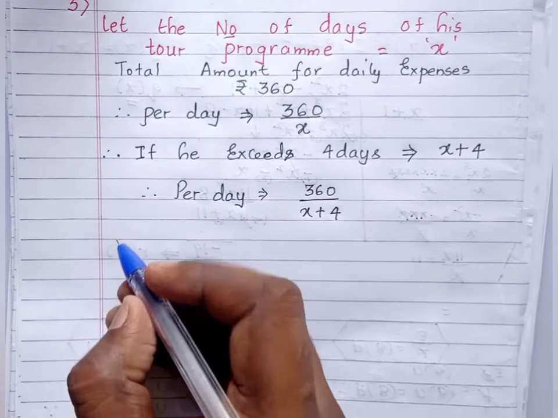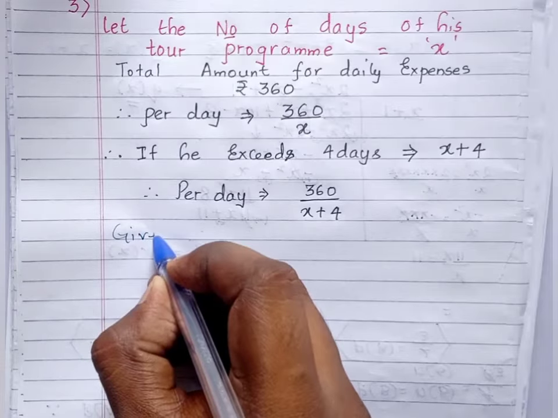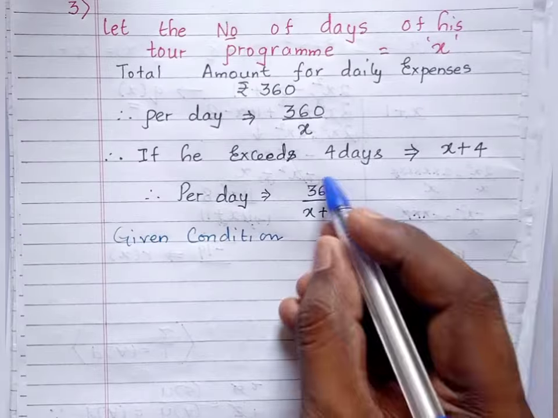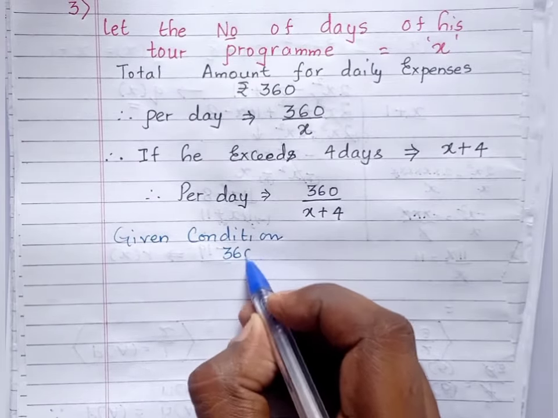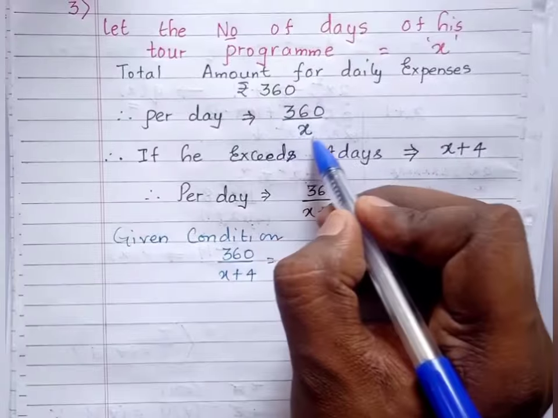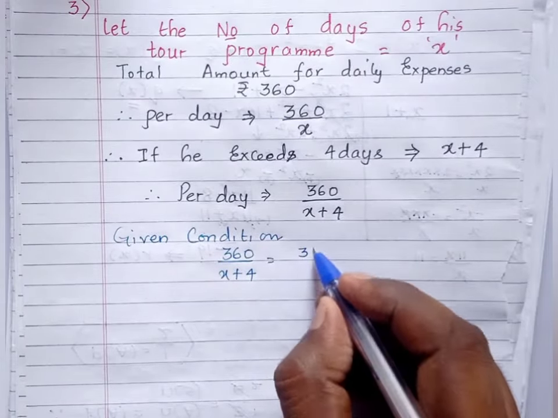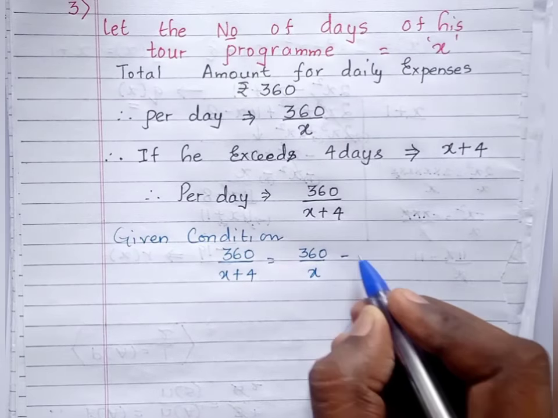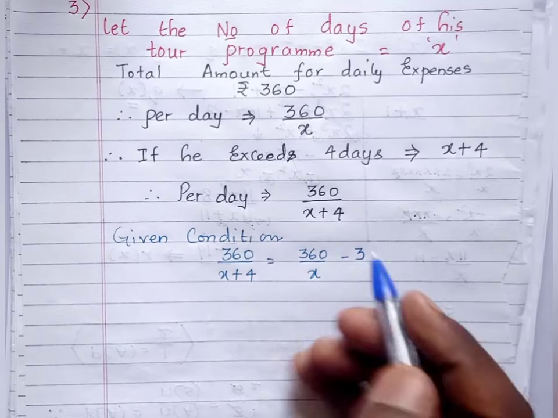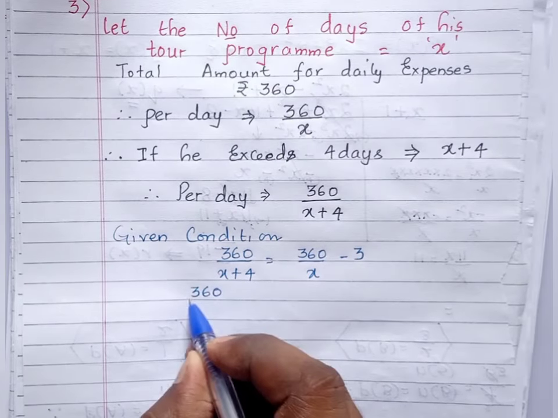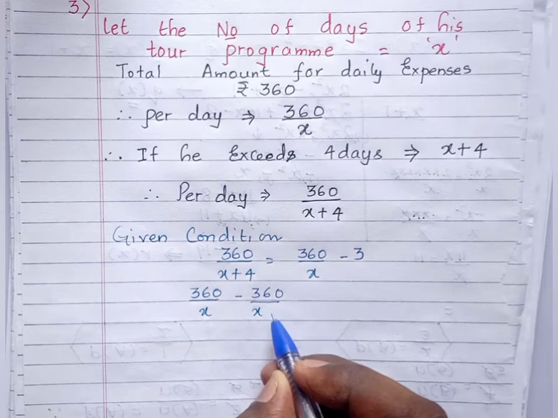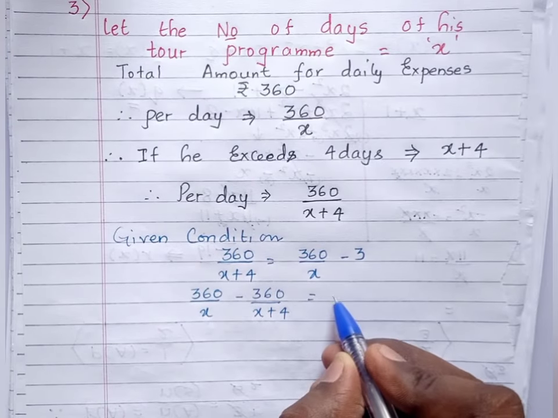If he exceeds by 4 days, he should cut daily expenses by rupees 3 per day. That is 360 divided by x plus 4. If he exceeds the number of days, then he should cut the daily expenditure by 3. So arranging the terms, 360 by x minus 360 divided by x plus 4 equals 3.